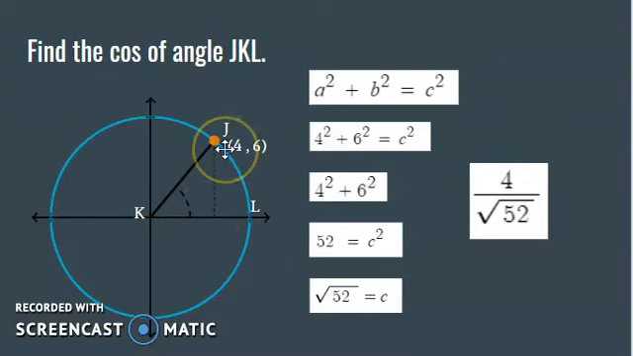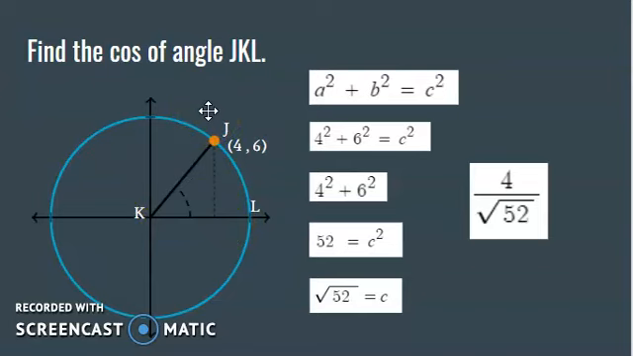Now, with the point J that has been given to us, we know that the x is 4, which means that this side is 4. The adjacent is 4. And then the y, which is 6, would mean that the opposite is 6. So cosine means adjacent over hypotenuse. So we know the adjacent, but we need to find the hypotenuse.